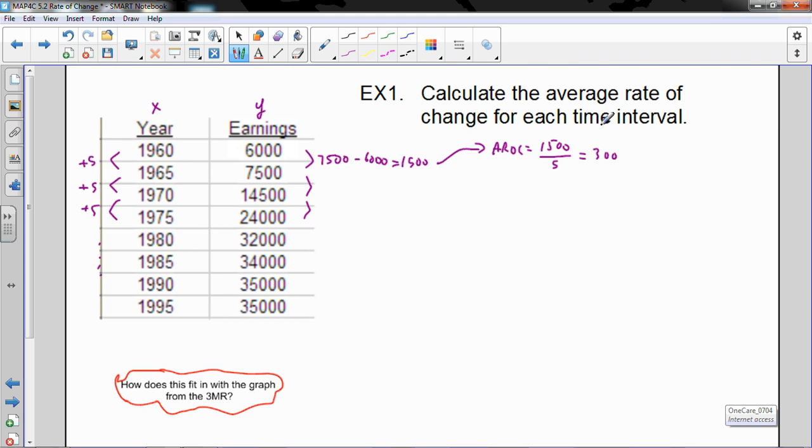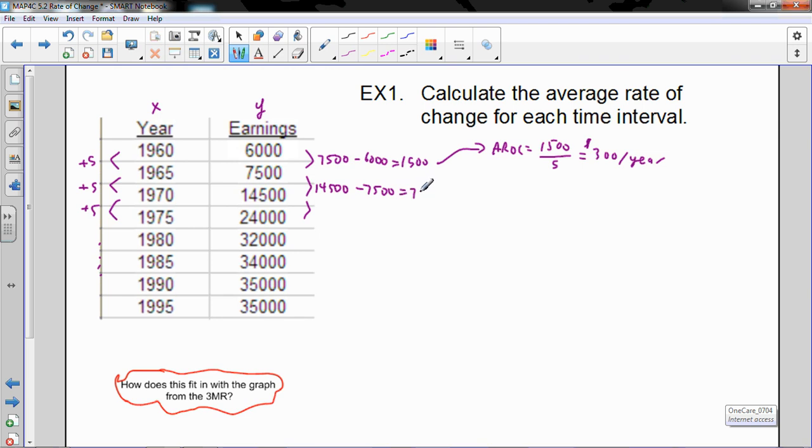Now, what does it mean in this case? That means over those years, his salary went up by 300 bucks a year. So 300 bucks a year. And that's what the average rate of change, the slope, means. Here, I'm just going to go ahead and do these. You can maybe pause the video and do them yourself too, rather than watch me.